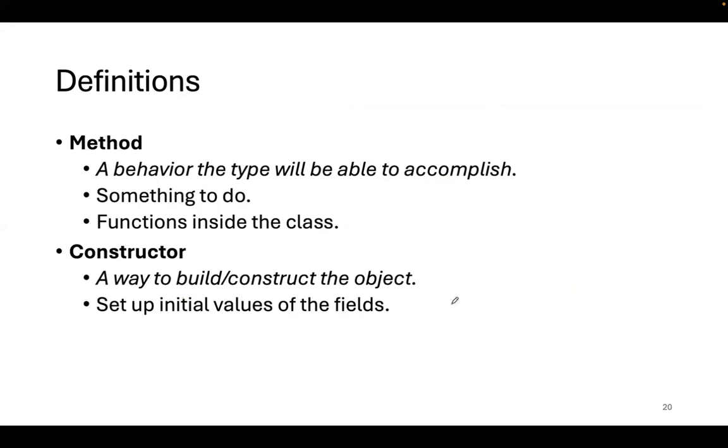So those are methods. Constructors are a way to build or construct the object. Before that, we just have our blueprint, but when we have a constructor, then we can actually make the object. In practice, this ends up being, let's set up the initial values based on some parameters. And then later on, as we use the objects, the things change.